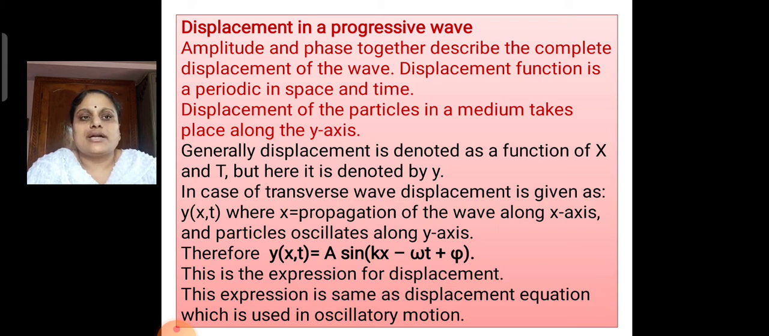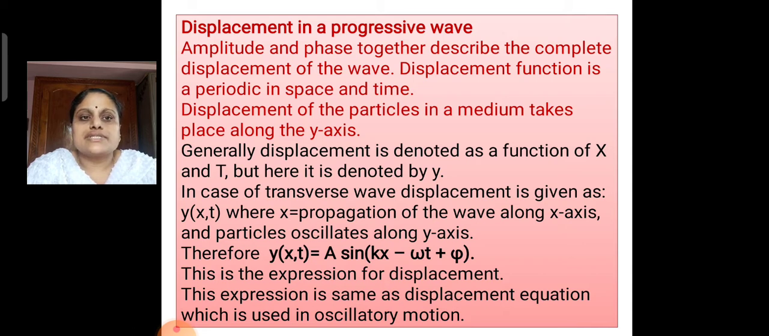The displacement of the particles in a medium takes place along the x-axis, and the displacement is denoted by y. So y of x,t, that is the displacement, is given as a function of propagation, that is position along the x-axis, and time t, by y(x,t) = A sin(kx - ωt + φ). This is the equation for the displacement of a progressive wave.